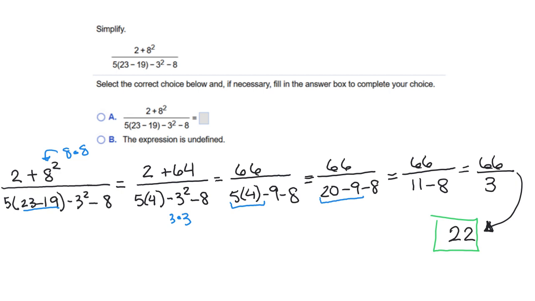And I know this looks like a lot, but I am showing every step so that you understand how I am applying order of operations. Right, so selecting answer A and putting my answer 22 in.